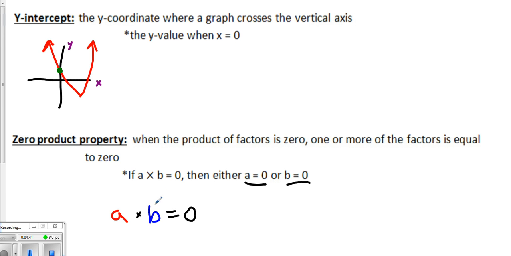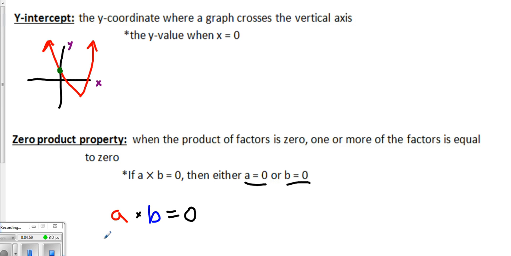They can both be 0, that's possible, but let's say a was 3, b would have to be 0. That's the only way you can do 3 times something to get 0. Let's say b was -7, a would have to be 0. It's the only way that they'll multiply up to 0.